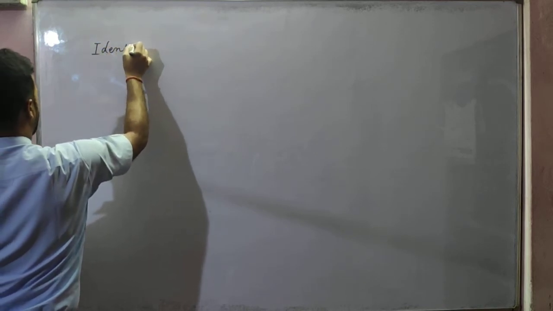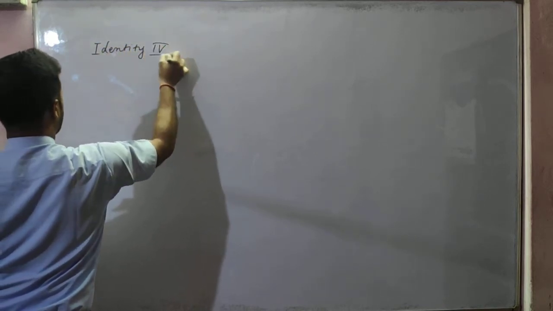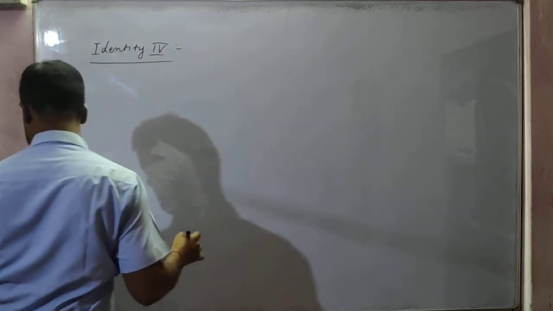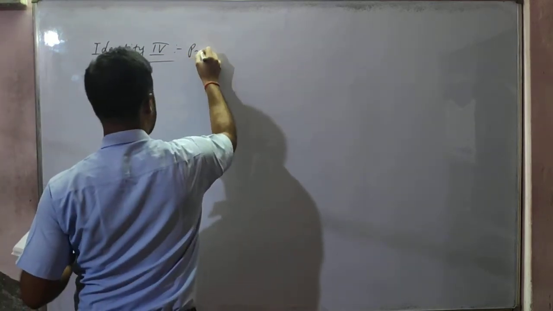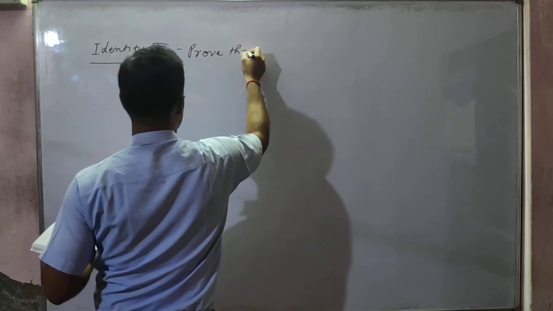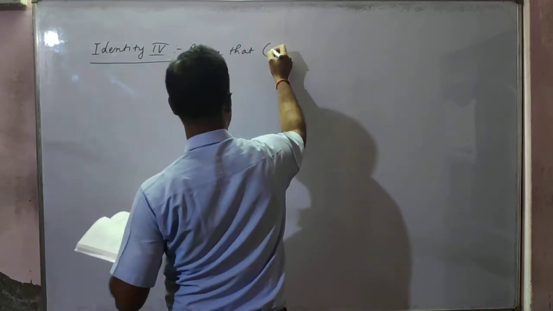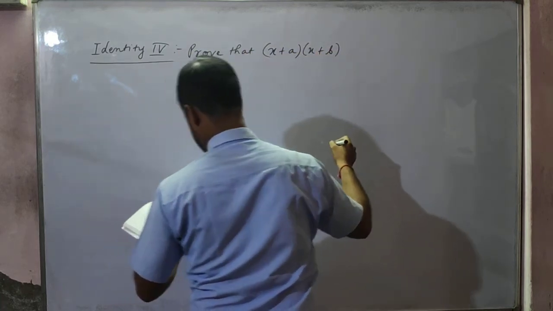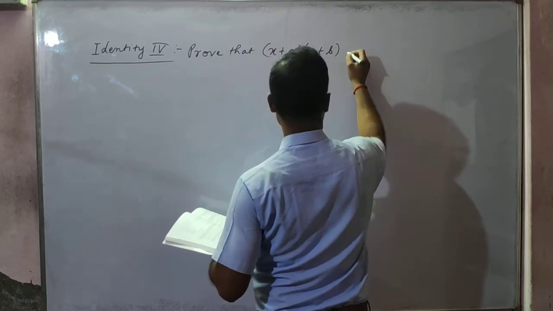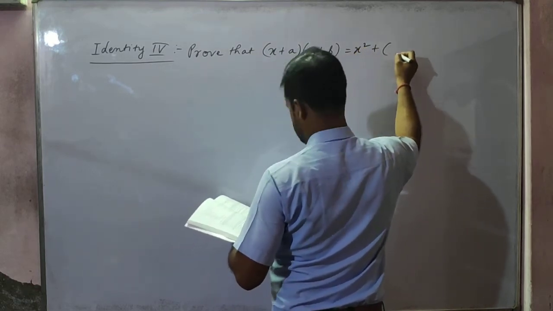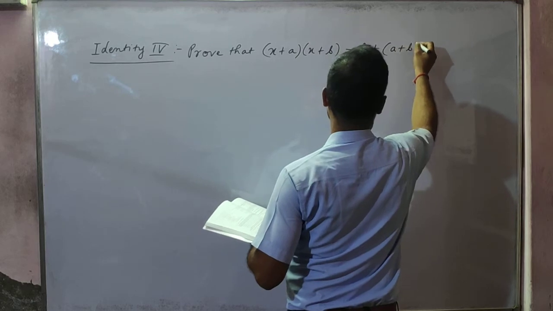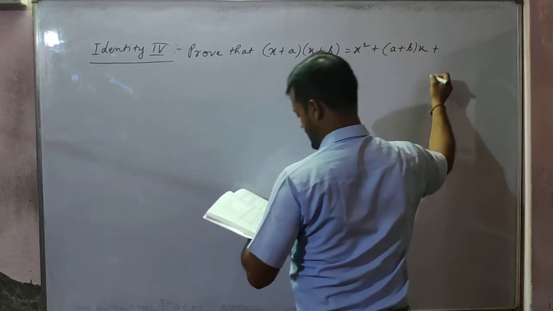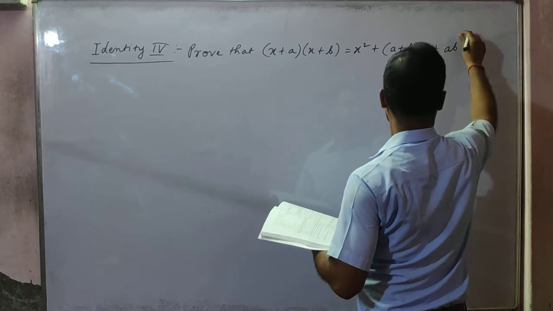So next, students, we will come to identity 4. Okay, we will come to identity 4. Identity 4 is like this. Prove that x plus a into x plus b is equal to x square plus a plus b x plus ab.